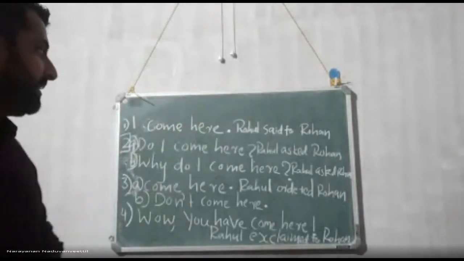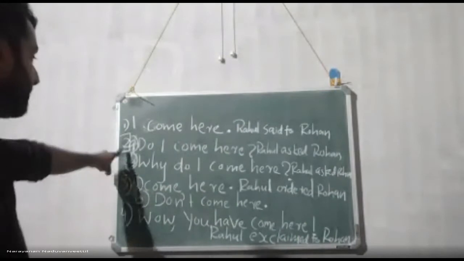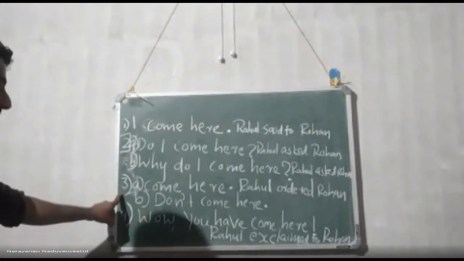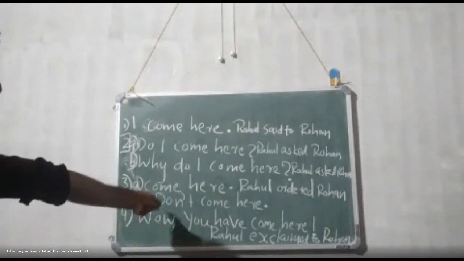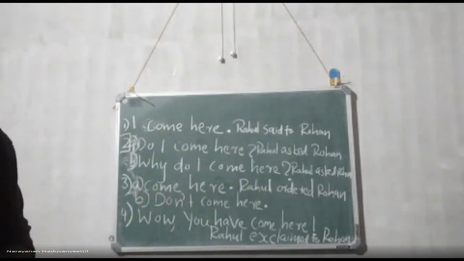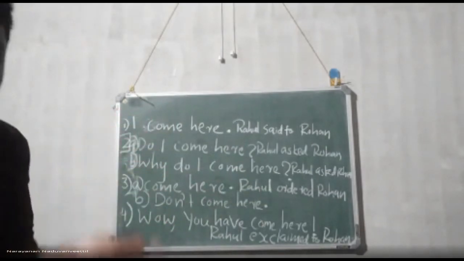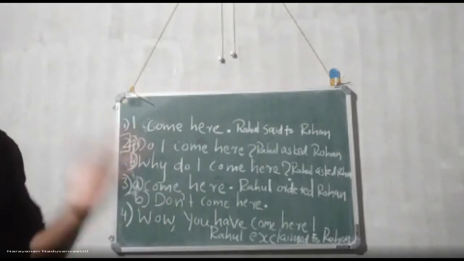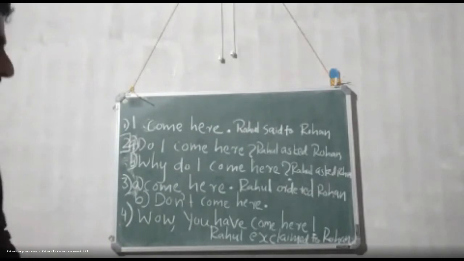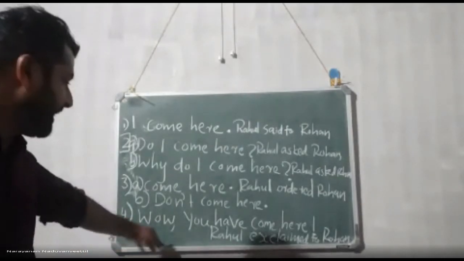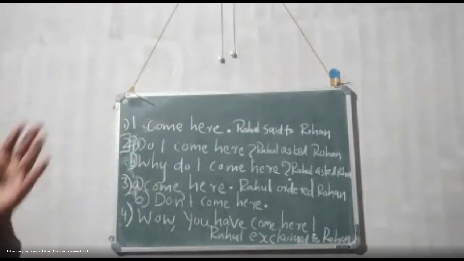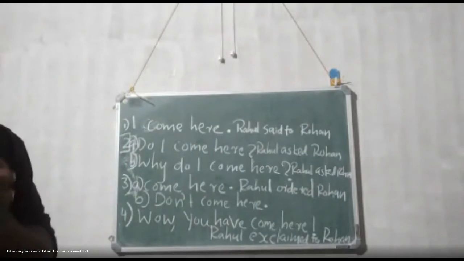Rahul said it to Rohan. Rahul asked Rohan for the interrogative A, and also B, Rahul asked Rohan. And the imperative sentence, come here, don't come here: Rahul ordered Rohan or Rahul commanded Rohan. If it is a request, Rahul requested Rohan. If it's a request or command and you are not sure, Rahul told Rohan. Rahul said it to Rohan. Likewise. Next, last one, exclamatory sentence. Rahul exclaimed to Rohan. This is the first part of reported speech.